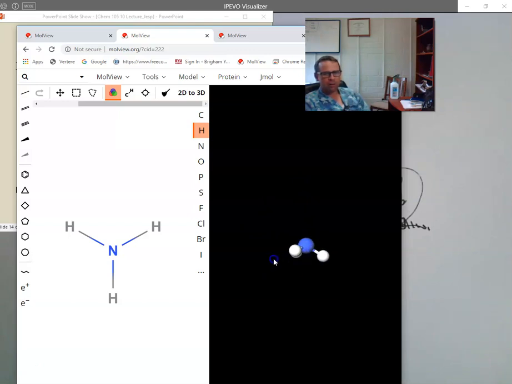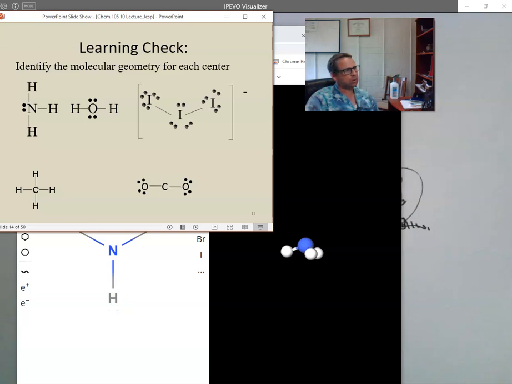So what we have here is how many regions of electron density? Now it's tricky when I have the molecule up in this software. There are 4 regions. There are 3 bonding regions, but this fourth one, a non-bonding region, we can't see because there are no atoms there. But that's why these 3 are bending down away from that region. Okay, very good.